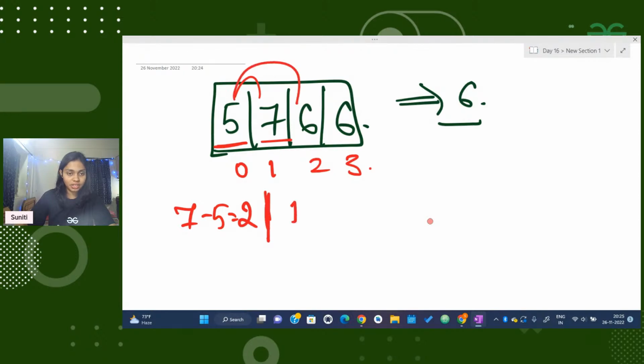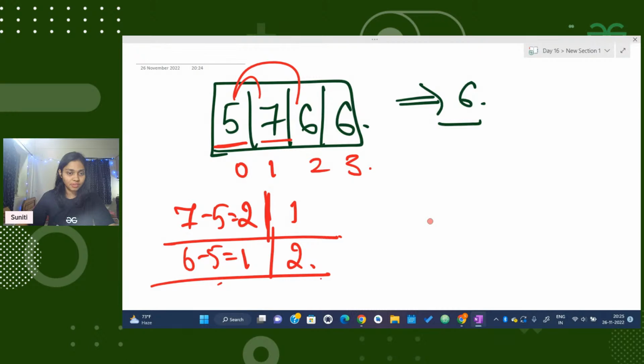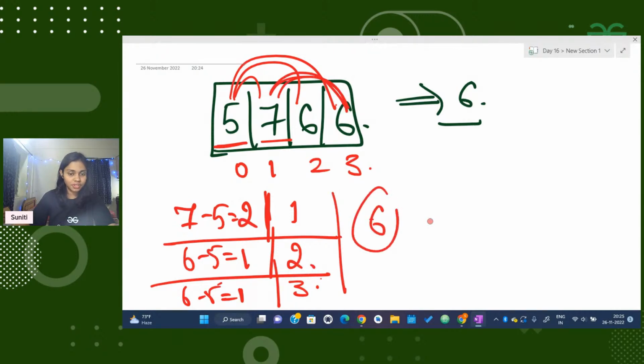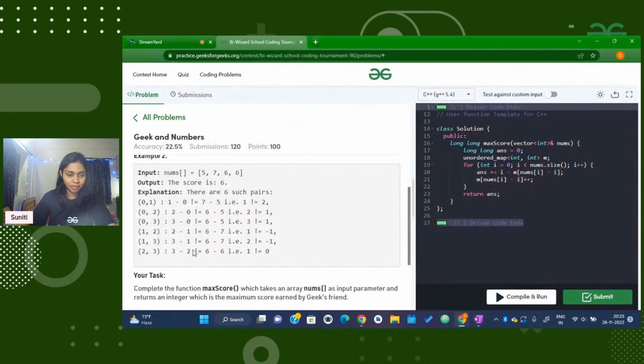And in 5 and 6, you can see 6 minus 5 we are going to get 1 and the index difference is 2, right? And then 6 minus 5 again we get 1 and the index difference here is 3. Similarly we have for 7 and 6. So as you will see, we have a total of 6 pairs, the 6 pairs that are mentioned here.